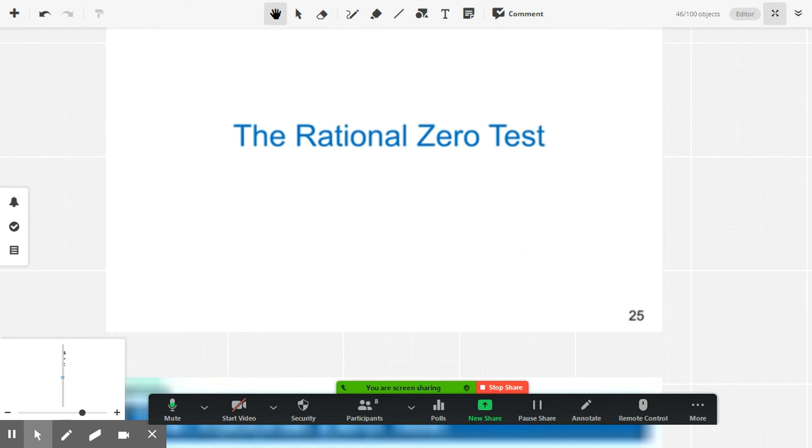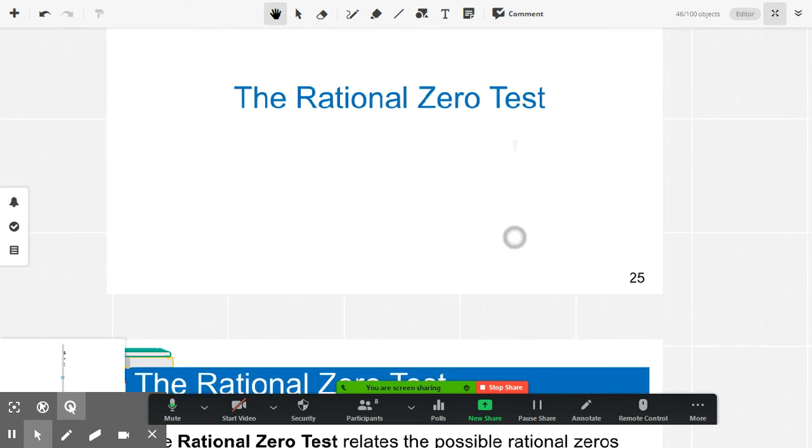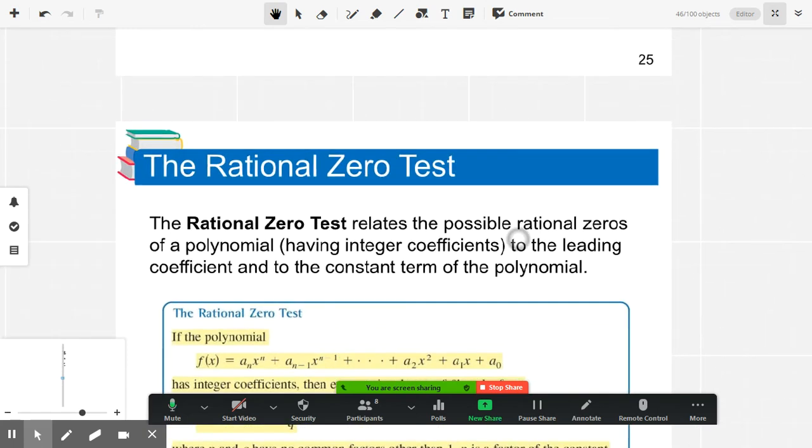All right, the rational zero test. This is the last thing that we're going to cover. So now, the rational zero test, it's a way to give you an idea of what zeros there may be. Let me show you how that goes. And this is used if we don't have any other way to find a factor.